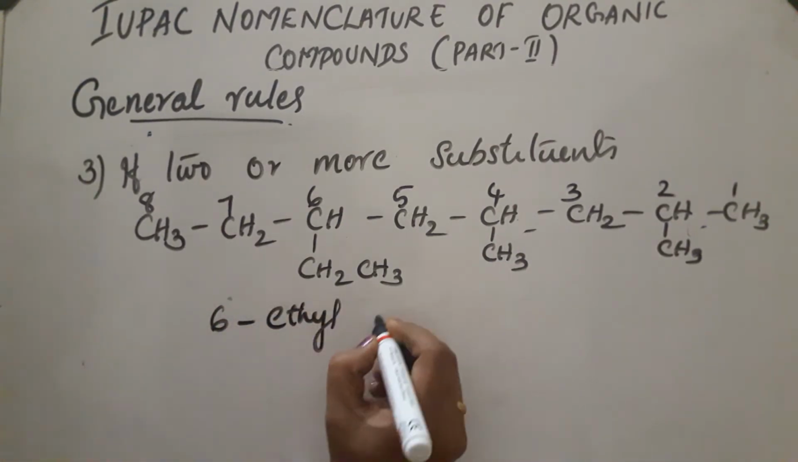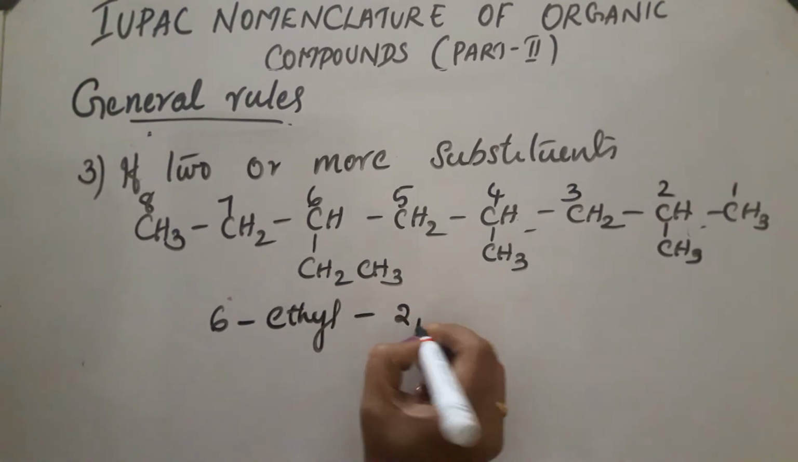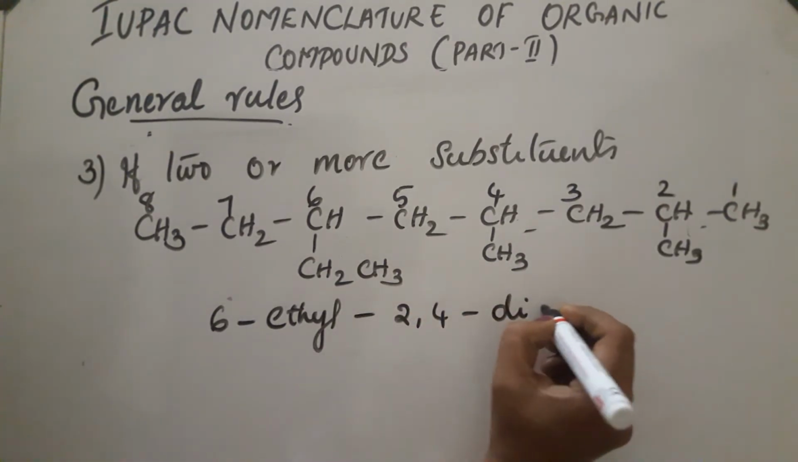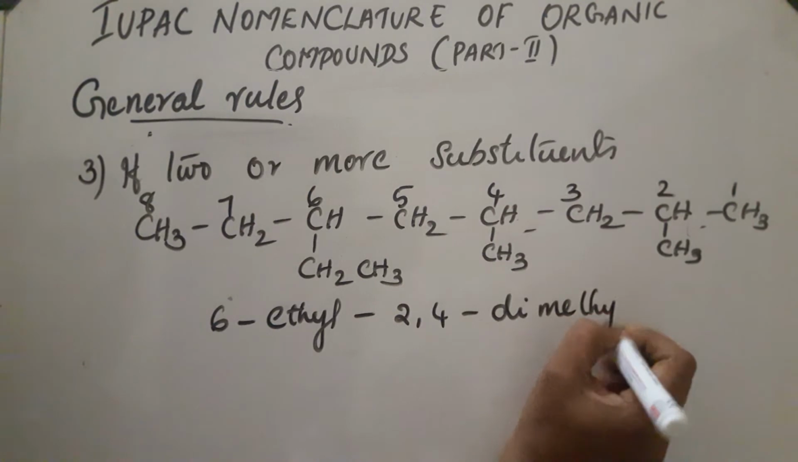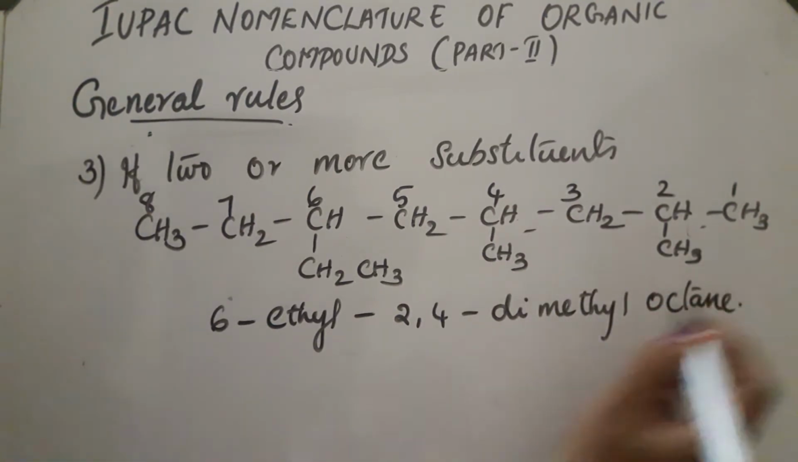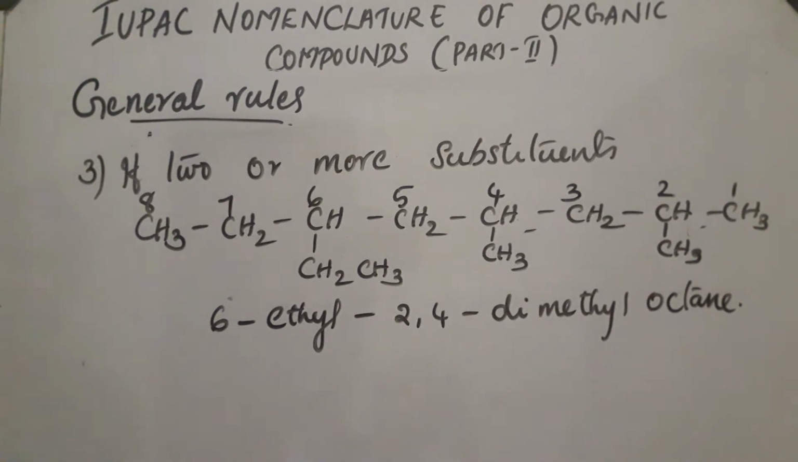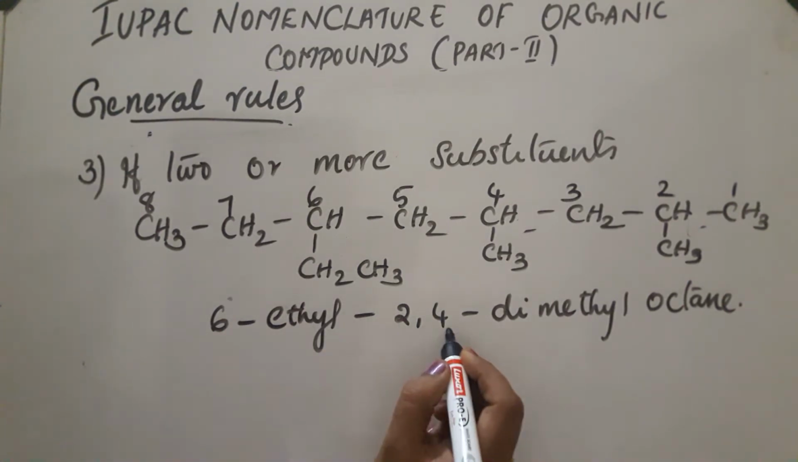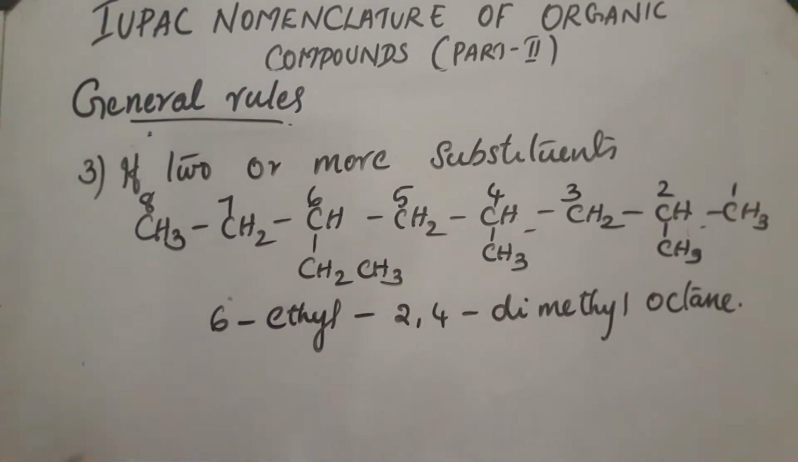2,4-dimethyl. The parent chain is octane. While naming the compounds, the numbers and the words must be differentiated. There must be a hyphen in between, and if there are two numbers, they are separated by a comma. Like this.